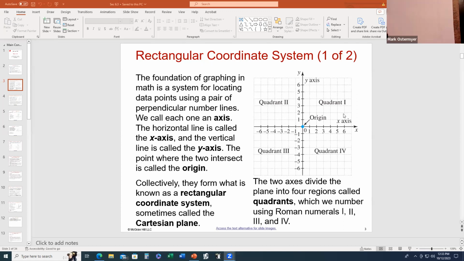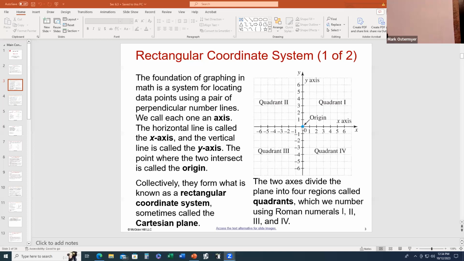Quadrant number 1 is bounded below by the positive x-axis and bounded to the left by the positive y-axis. Quadrant number 2 is bounded below by the negative x-axis and bounded to the right by the positive y-axis. Quadrant number 3 is bounded above by the negative x-axis and bounded to the right by the negative y-axis. And quadrant number 4 is bounded above by the positive x-axis and bounded to the left by the negative y-axis.